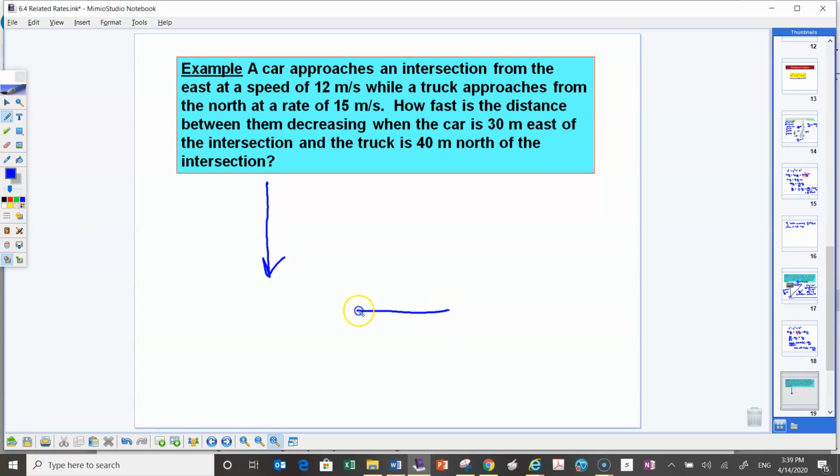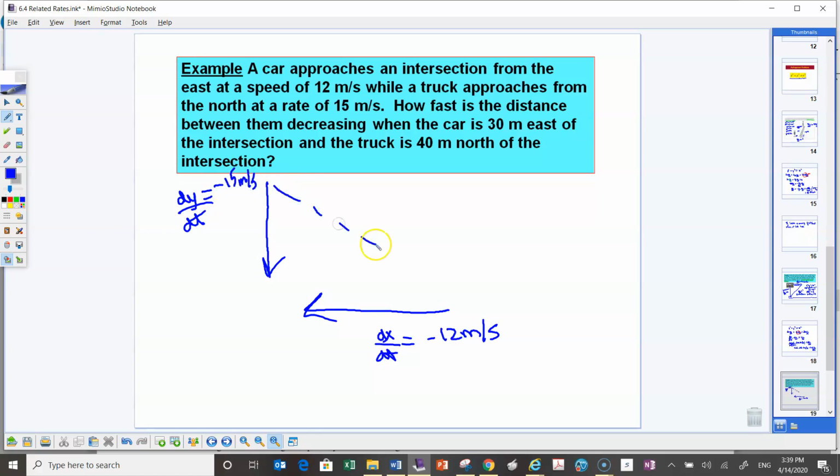We have a vehicle coming this way. And we know that the car approaches from the east, but since it's going towards the right angle, we're going to make dx/dt negative. So this is negative 12 meters per second. And the truck coming from the north is going to be negative 15 meters per second.